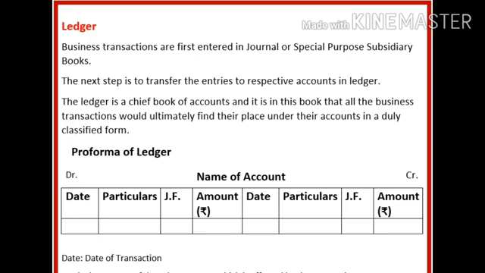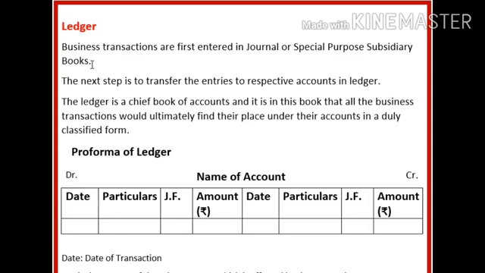Hello everyone. Today in this module we will learn about another important book in accounting, that is ledger. We all know that transactions are first entered in journal or special purpose subsidiary books like cash book, purchase book, sales book, purchase return book and sales return book.